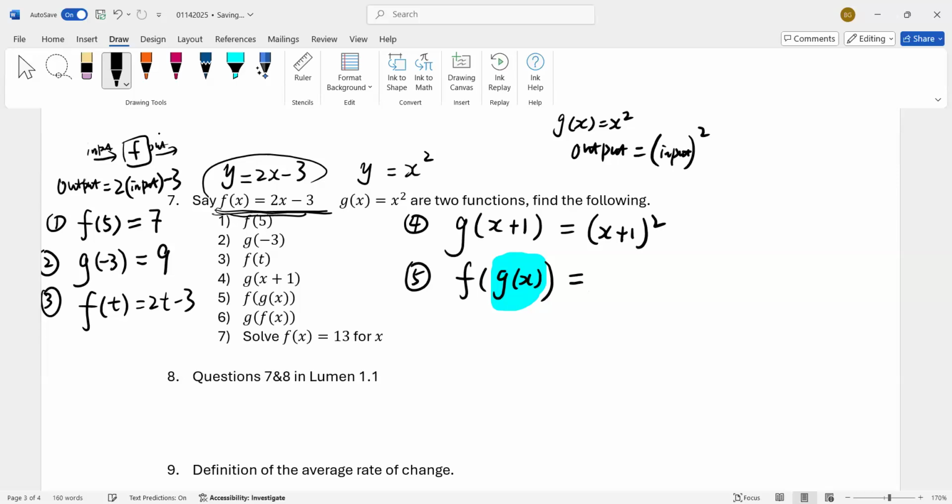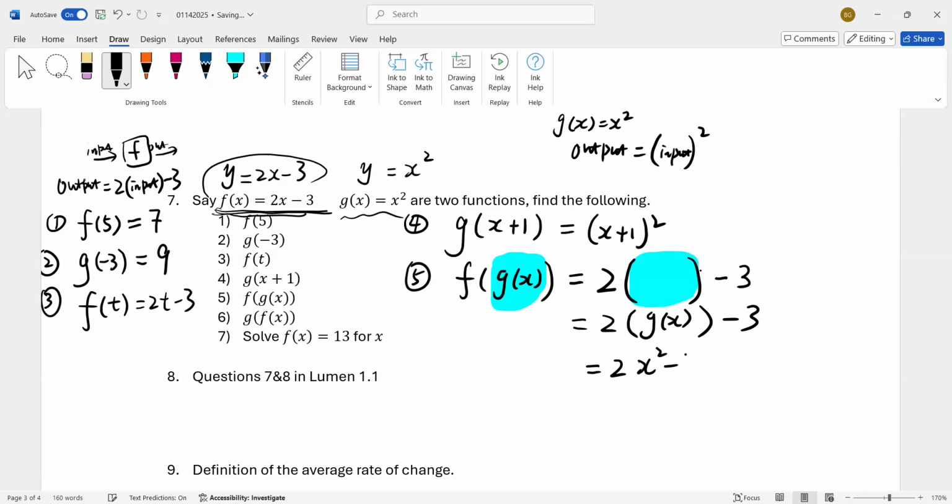So in this case, number 5, our input for machine f is blue. That's the input, the blue. So the corresponding output would be double the blue, because blue is the input, right? Double the input and then minus 3. And what is blue? Blue is g of x, right? And what is g of x? Do we know what g of x is? Squared. Yeah, it's given right here, x squared. So it is 2x squared minus 3, and that's it.